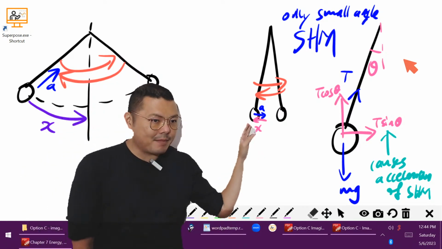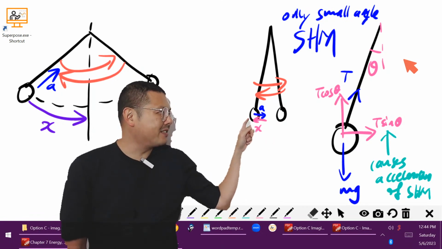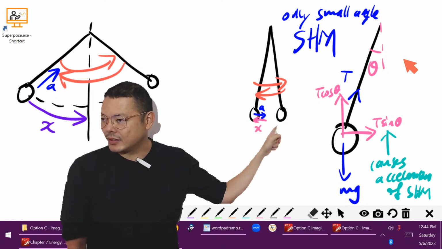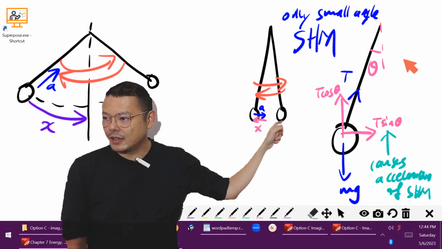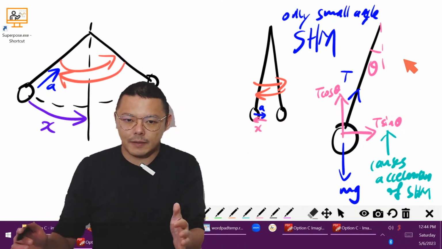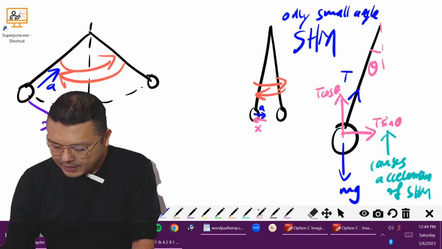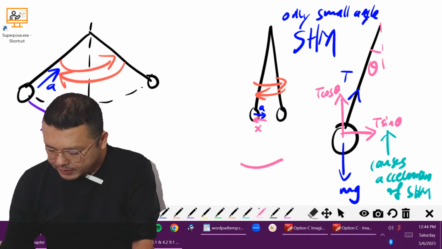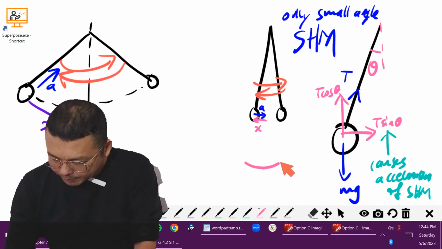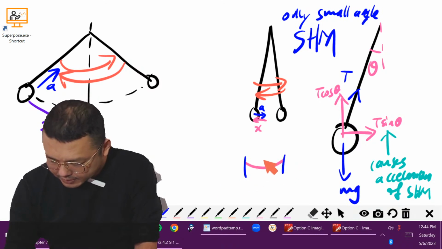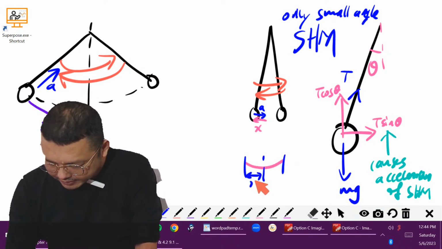If you look at it microscopically, this path is still an arc. Do you see this? This path is actually an arc, but we approximate it to what? Straight. Yeah, we approximate it to a horizontal line, directly horizontal like this.